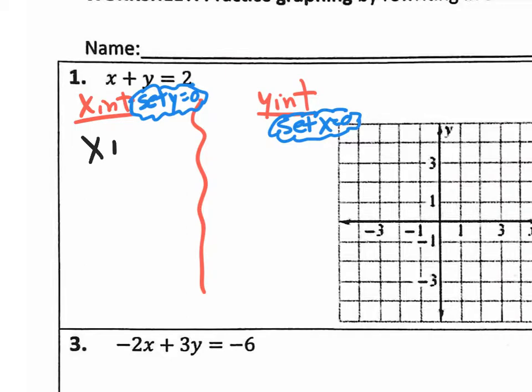X plus y equals 2. The y value is going to be 0. We're setting it equal to 0. So what do we have left? We really just have x equals 2. And guess what? We're done.